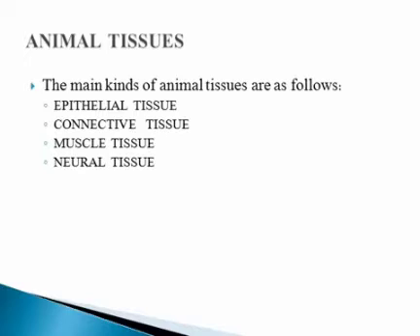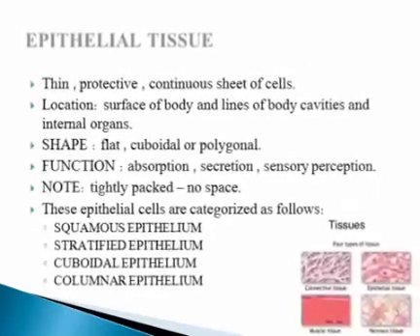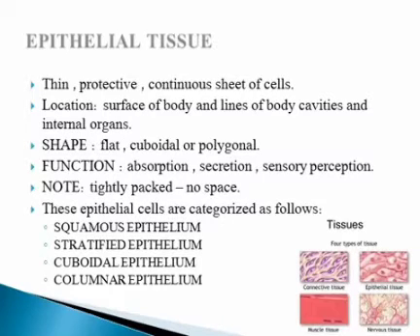Animal tissue, likewise, how we classify the plant tissue, also has main kinds. The main kinds of animal tissues are as follows: epithelial tissue, connective tissue, muscle tissue and neural tissue. All these four kinds combined together form the animal tissue. We are going to see about epithelial tissue.